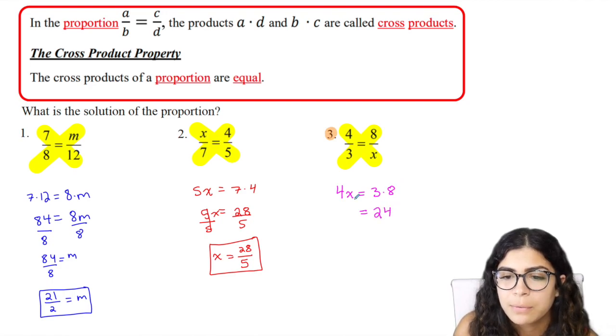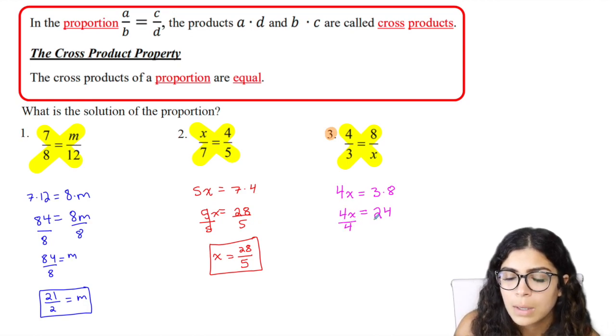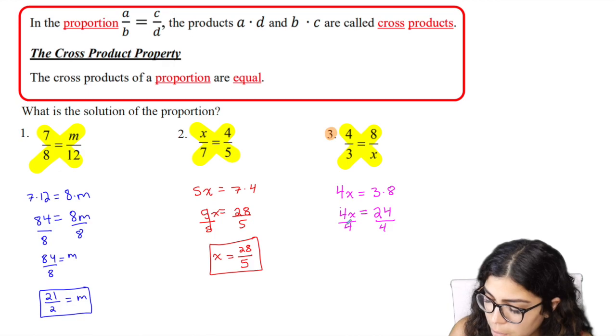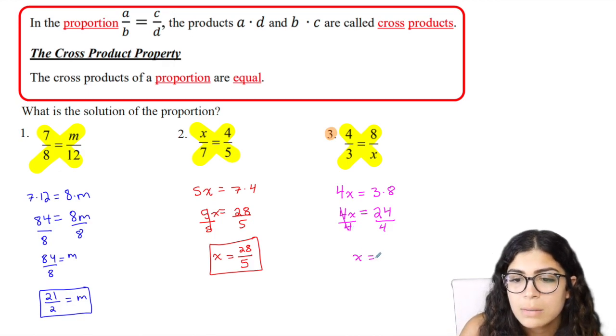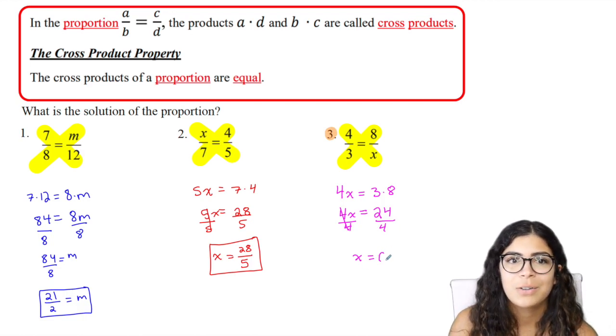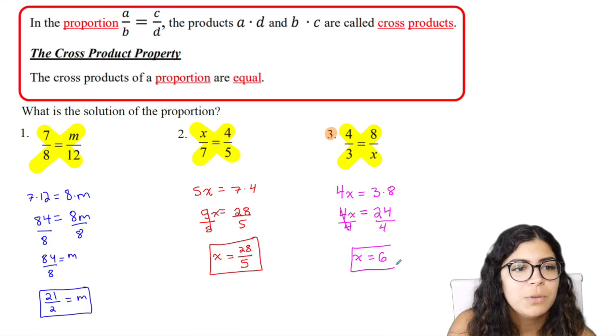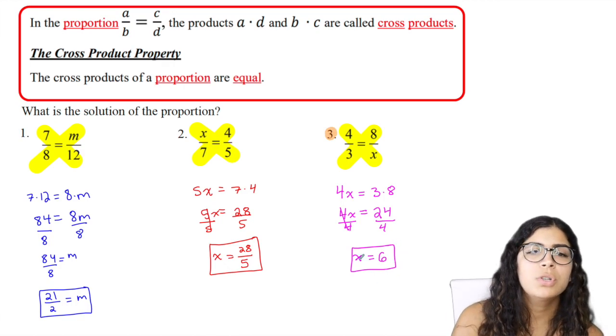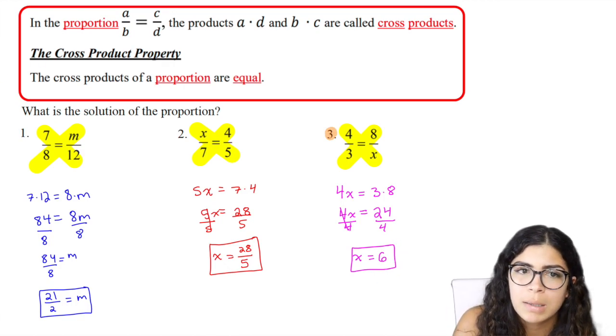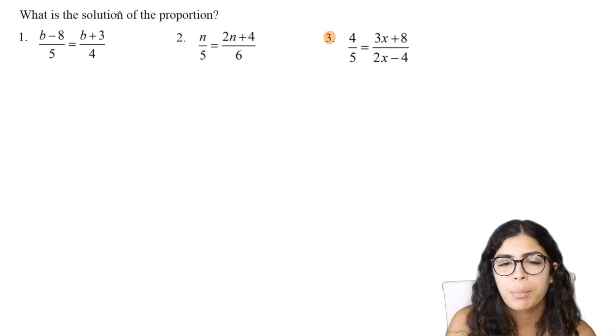And then we divide by 4 on both sides. And 24 over 4 is 6. 24 divided by 4 is 6. So we got x equals 6. All right. Let's move on to some more seemingly complex proportions.